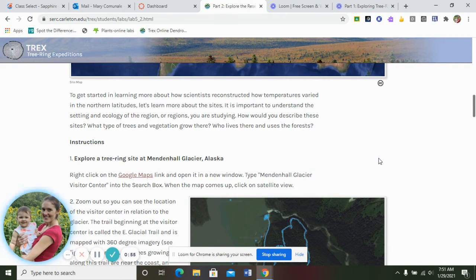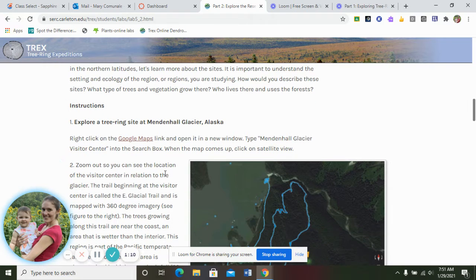To get started in learning about how scientists reconstructed how temperature varied in the northern latitudes, let's learn more about the sites. It's important to understand the setting and ecology of the region or regions you are studying. How would you describe these sites? What types of trees and vegetation grow there, and who lives there and uses the forests?